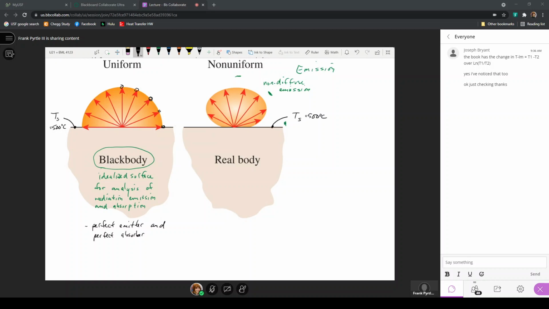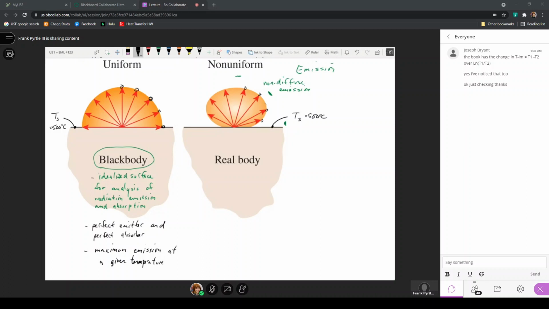Whereas we can see here on a real surface, the intensity of the heat flux changes as we move through different angles. So the black body surface is that idealized surface, considered to be a perfect emitter and perfect absorber, and we get maximum emission from a black body surface at a given temperature. Along with that emission, it being a perfect emitter, it is also a perfect absorber.